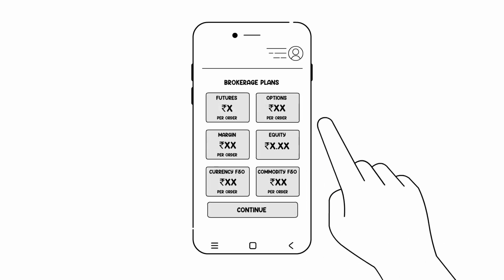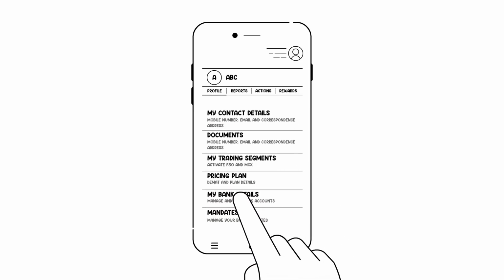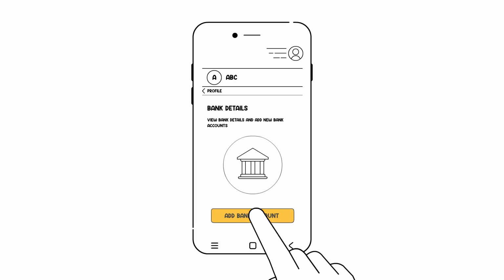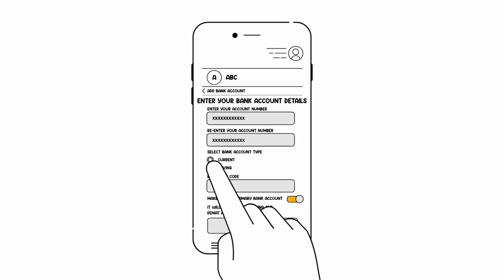Set up your trading preferences like segments and brokerage plan. Link your primary bank account with the trading and Demat account for seamless fund transfers, that is for purchase and sale of securities.